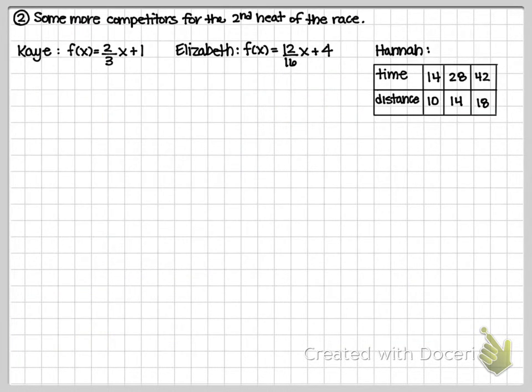Okay, so moving on to question number 2. Now we have more competitors who have joined the big race. This is heat number 2. The information that is given to us here is in a different format. Kay was given an equation, Elizabeth also was given an equation, and for Hannah, we got a table. We want to try to answer a couple of questions based off of their information. So take this moment to make sure that you get this information written down for each of these racers.